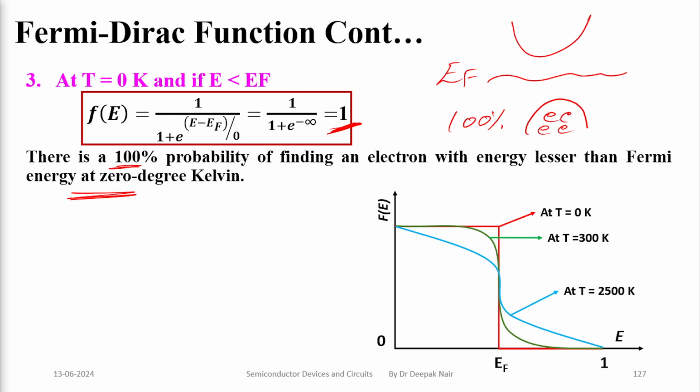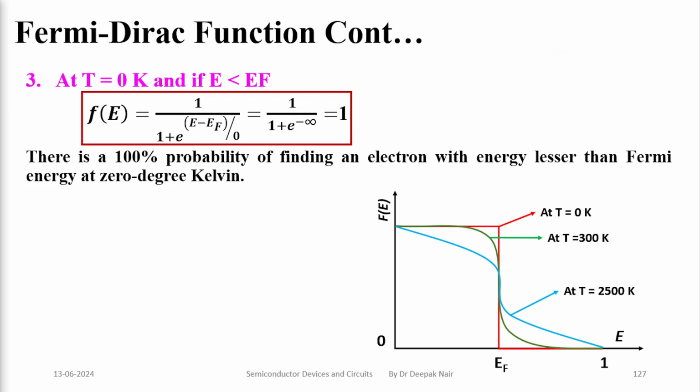We will not find a single electron above the Fermi energy if we are at 0 degree Kelvin. So therefore, the semiconductor acts as an insulator. So this is actually proving that concept. Now let us take an idea about the energy levels at different temperatures.